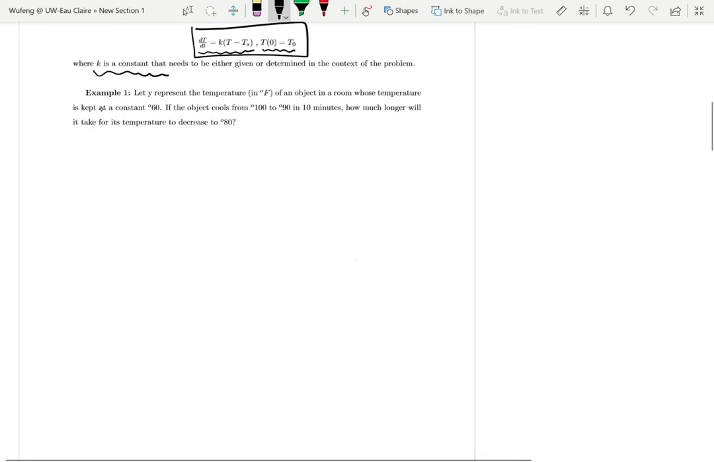Let's look at the first example. Example 1: let y represent the temperature of an object in degrees Fahrenheit in a room whose temperature is kept constant at 60 degrees. If the object cools from 100 degrees to 90 degrees in 10 minutes, how much longer will it take for its temperature to decrease to 80 degrees?